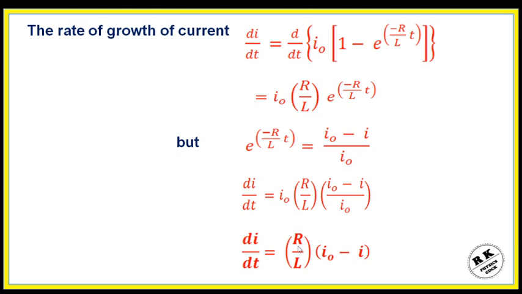Here in the time constant, L will be changing. So greater the value of L, smaller will be the rate of growth. Vice versa, smaller is the value of inductance, greater will be the rate of growth. So this is all about growth of current in LR circuit. Now we will proceed to decay of current.